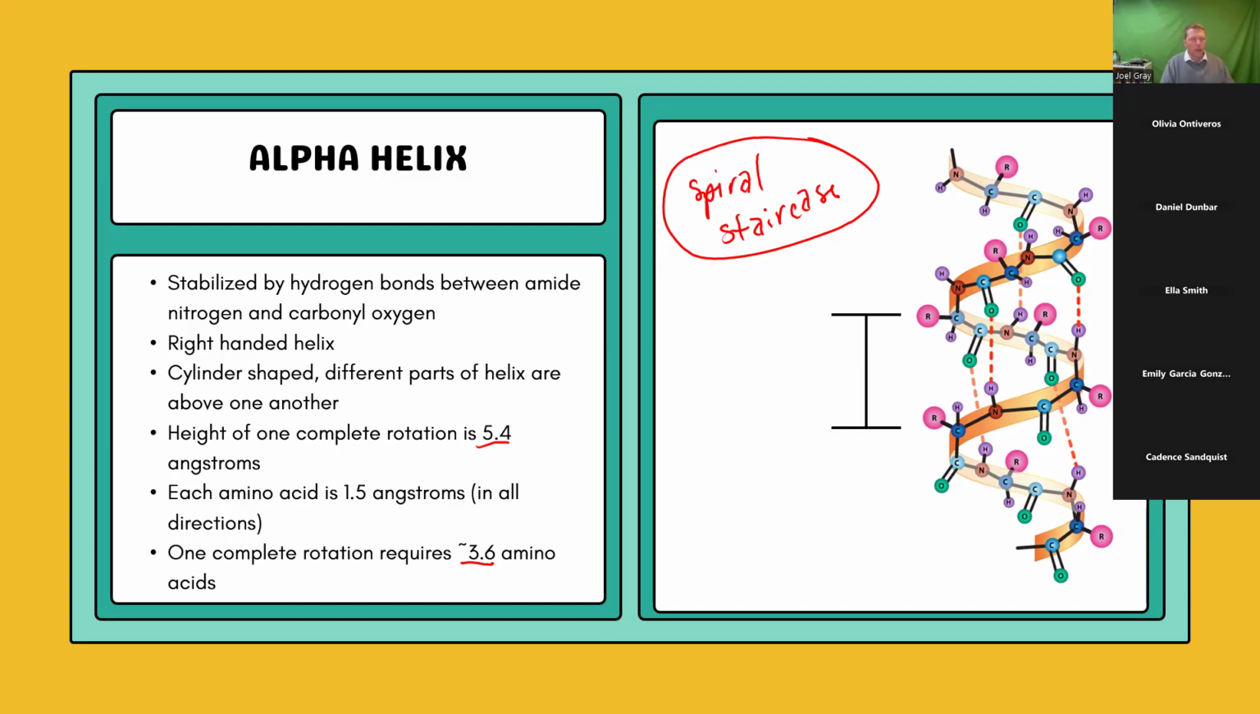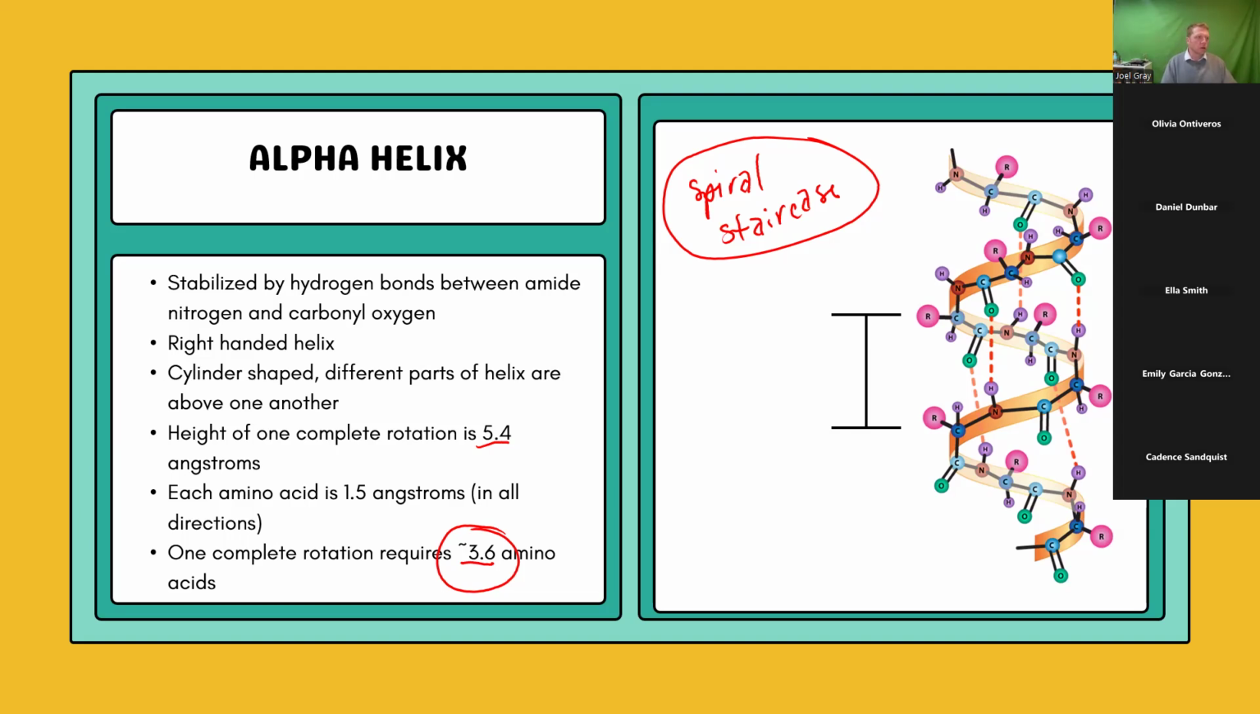Now, if you were to imagine, okay, well, how do I get from my first position to their position? That would be approximately 3.6 amino acids. Now, this right here is bringing up our first instance of some alpha helix related math.